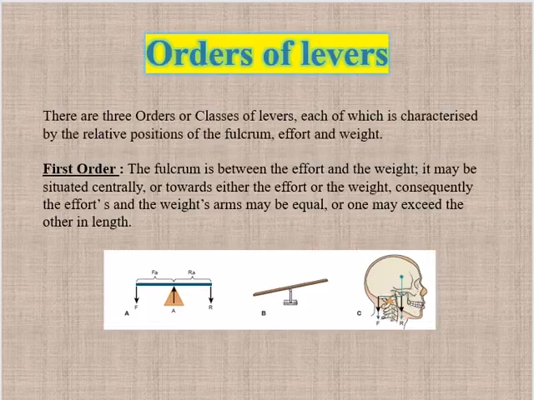Now we discuss orders of lever. As you previously saw in diagrams, there are three orders of levers. So we discuss in detail. There are three orders or classes of lever, each of which is characterized by the relative position of the fulcrum, effort and weight. First order. In first order lever, fulcrum is between the effort and weight. It may be situated centrally or towards either the effort or weight. Consequently, the effort and weight arm may be equal or one may exceed the other in length.